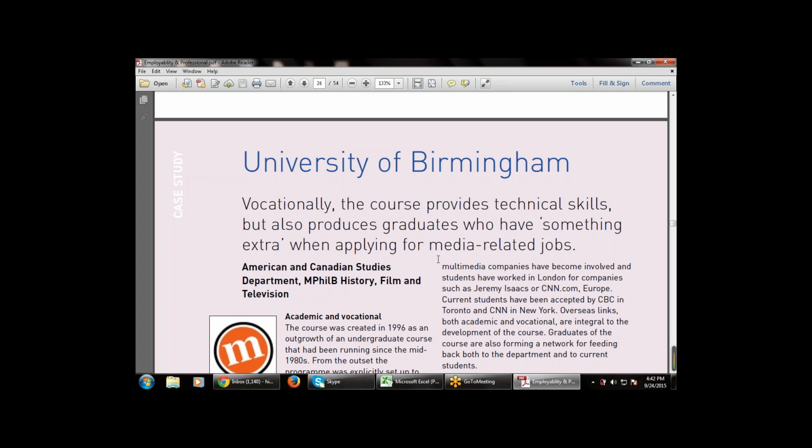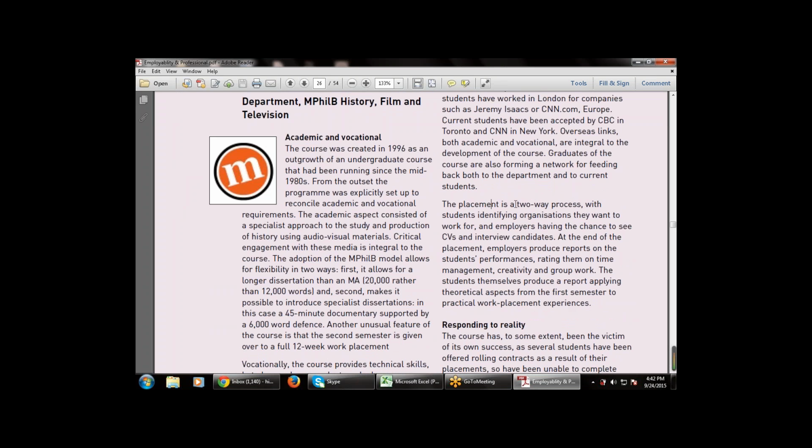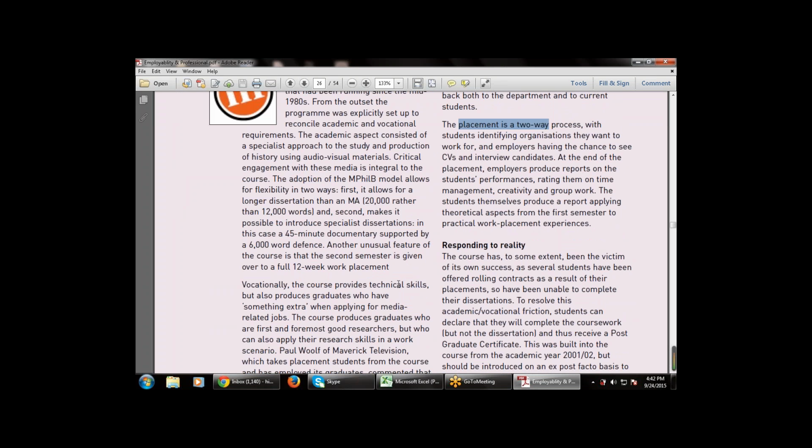In the American and Canadian Studies Department, the MPhil in History, Film and Television takes an academic and vocational approach. The placement is a two-way process that responds to the reality, which is also part of the technical knowledge. The course provides technical skills, but also produces graduates who have something extra when applying for media-related jobs. So employers can offer the job easily, because the graduate has full knowledge about employability skills.